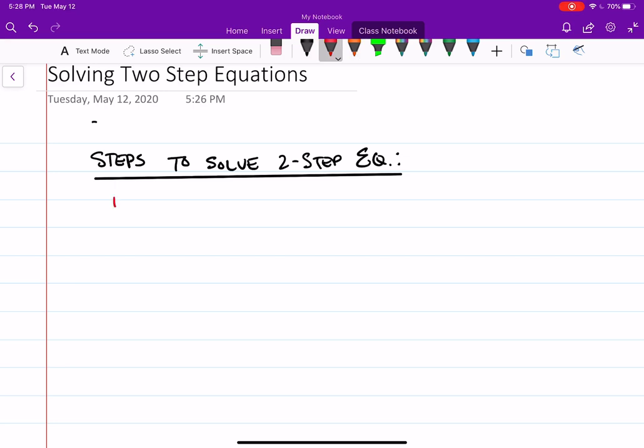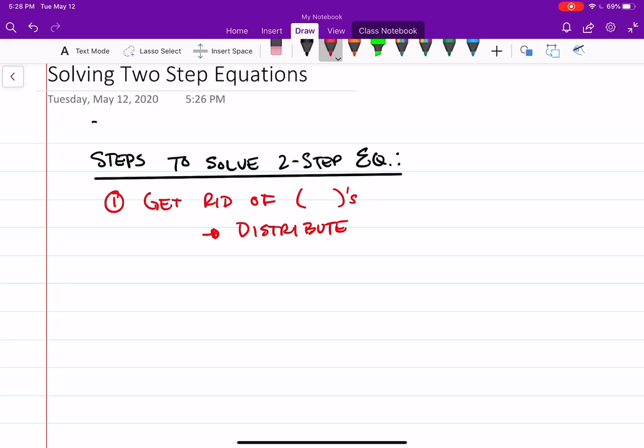All right, so step one, you want to get rid of parentheses, okay? How do I do that? Well, you might have to distribute, okay? It might be distributing the 1 in front of the parentheses.